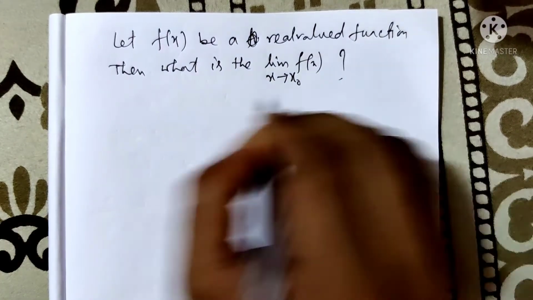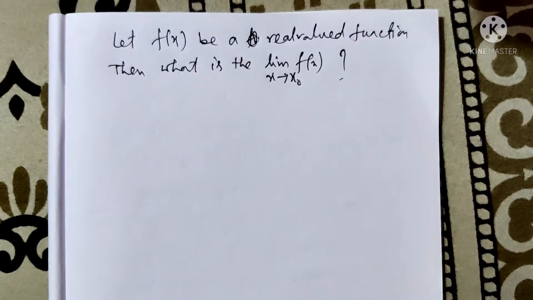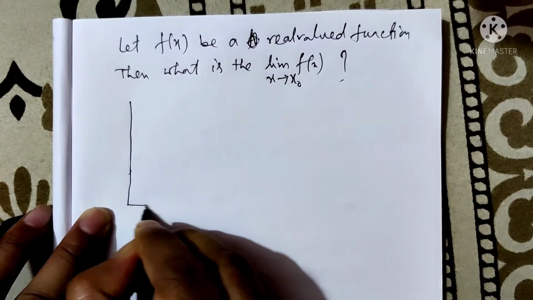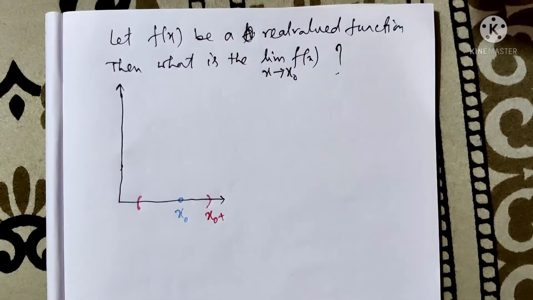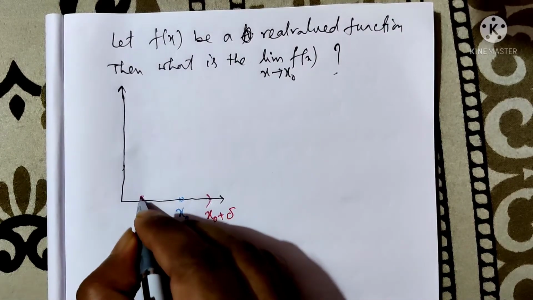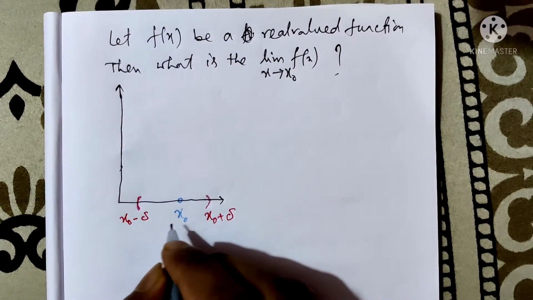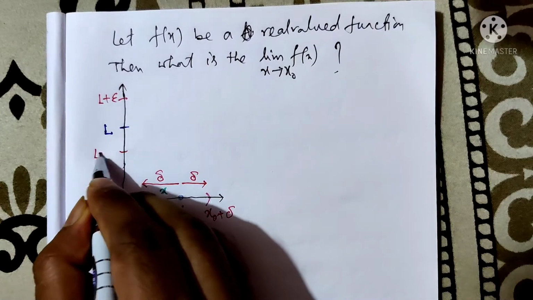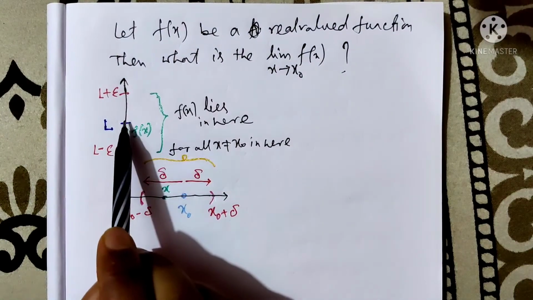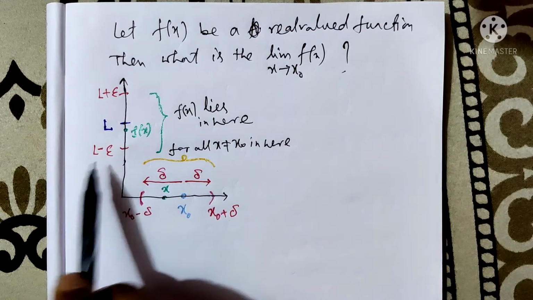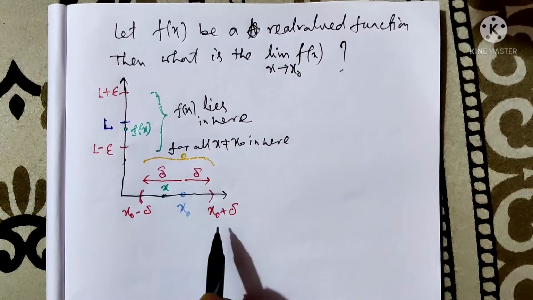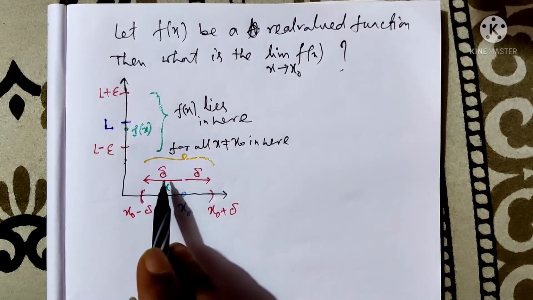Okay, I will discuss this. First, let us draw the picture: x naught plus delta and x naught minus delta, L plus epsilon and L minus epsilon, and this x naught, with x naught plus delta, x naught minus delta, and this is delta.